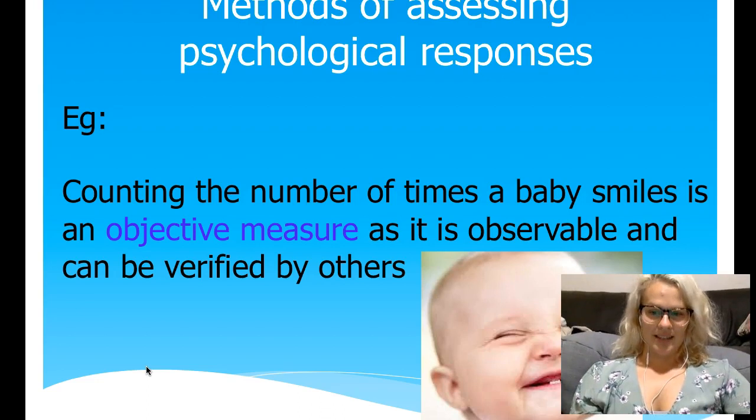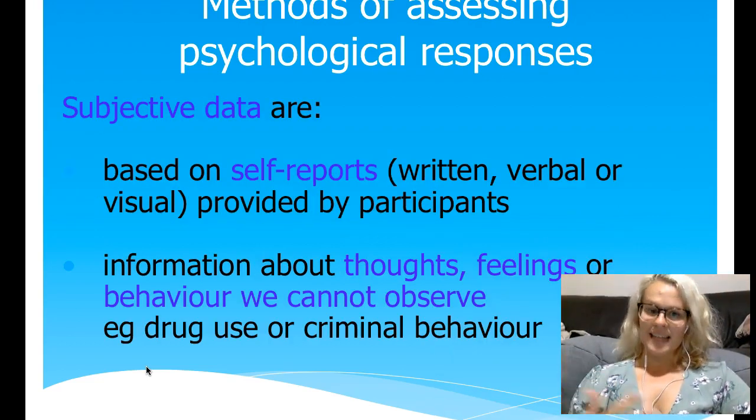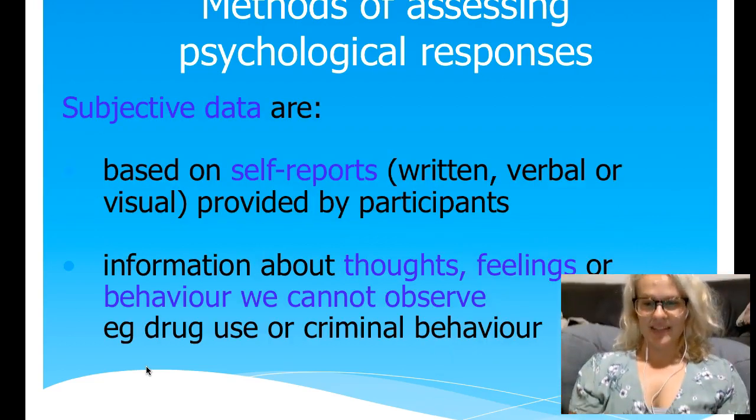So counting the smiles, giving their heart rate, that kind of thing, they don't have to actually do anything themselves, which makes it objective data. On the other hand, subjective data is based on self-reports.